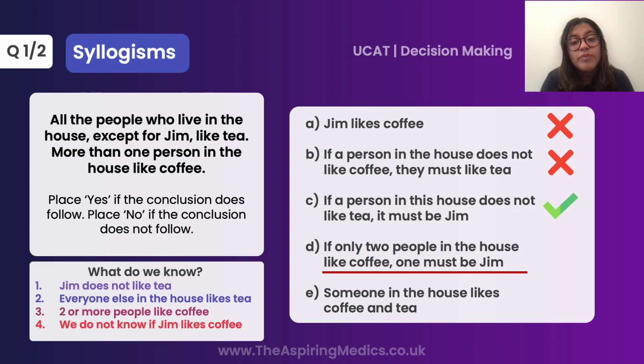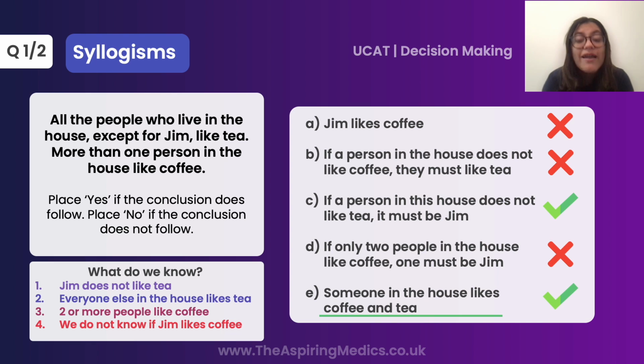Fourth, if only 2 people in the house like coffee, one must be Jim. Again, we don't know this because if you look at the 4th statement, we don't know if Jim likes coffee. And lastly, someone in the house likes coffee and tea. Of course, this is true because everyone in the house apart from Jim likes tea, and 2 or more people in the house like coffee.